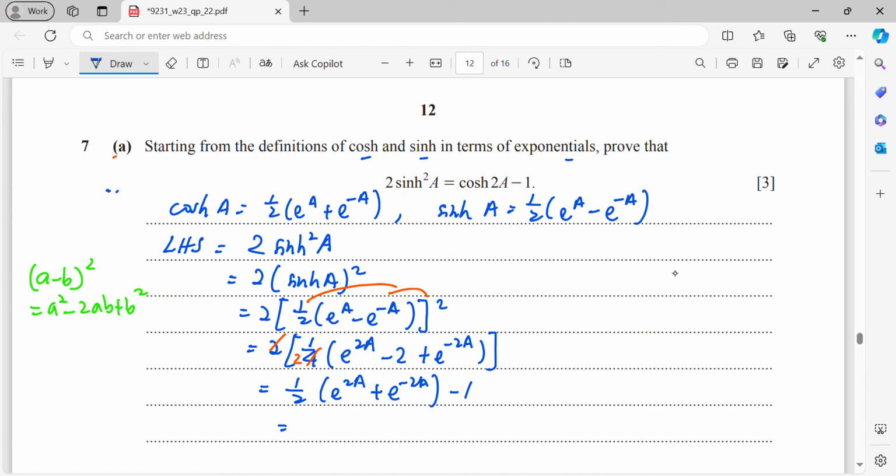Then now you check here. Here cos A, here will be A, together with the half. This is a half, but now my A has been changed to 2A. That means obviously this is cos 2A. So shown.